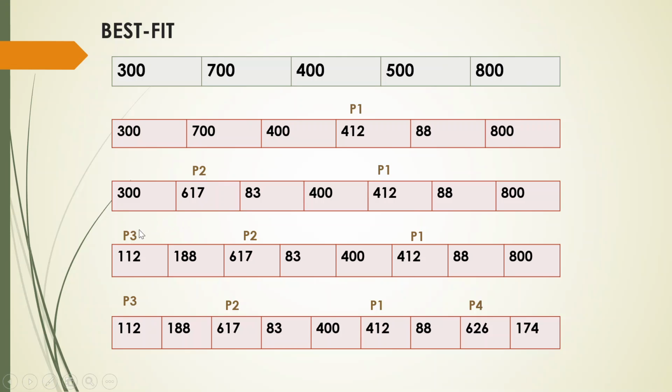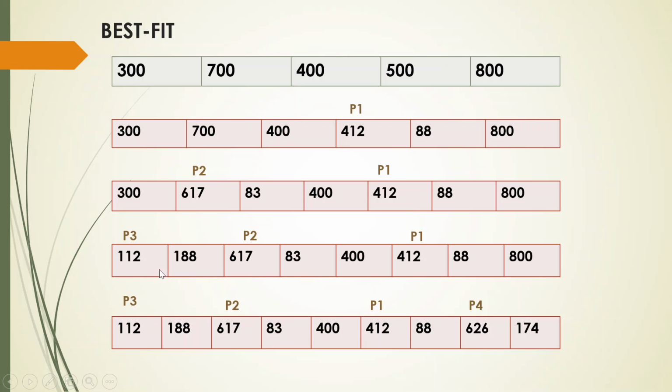And next we'll check P3, that is 112. Where is the best suitable place for placing 112? Here 112 can be placed at 300 itself, in the first position itself. So we'll split 300 into two parts as 112 and remaining free space 188, and we'll give it the name P3.